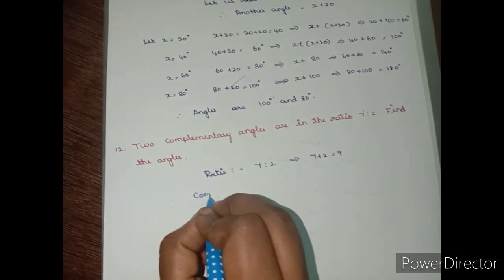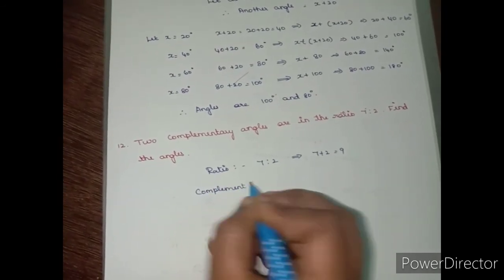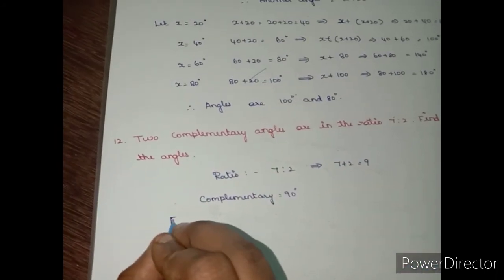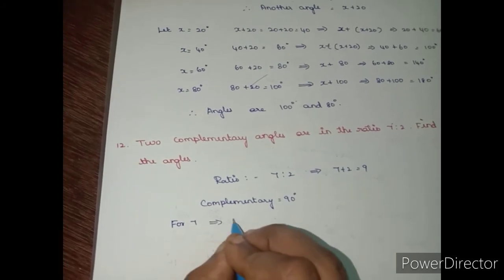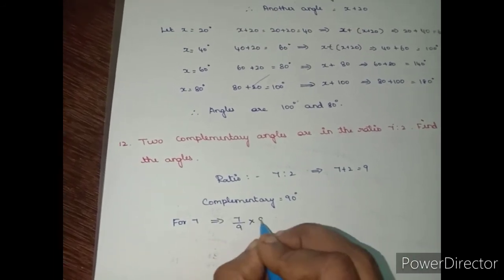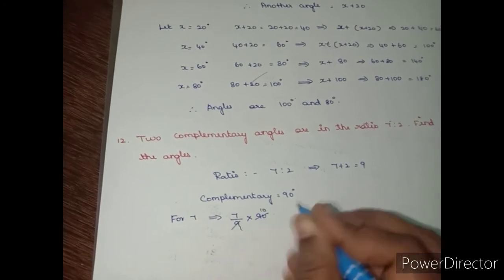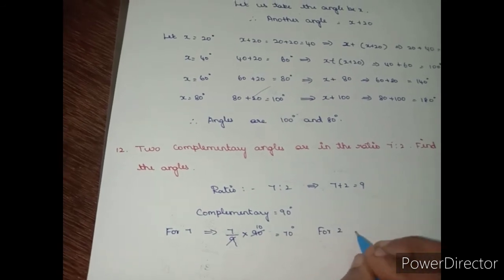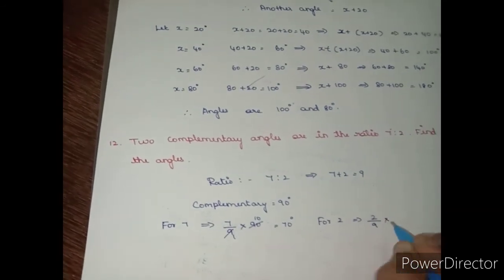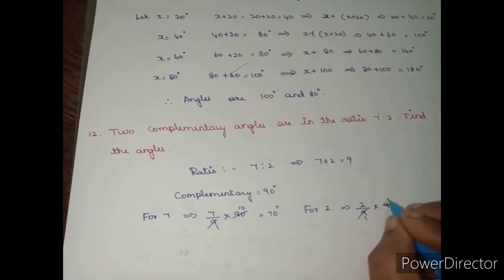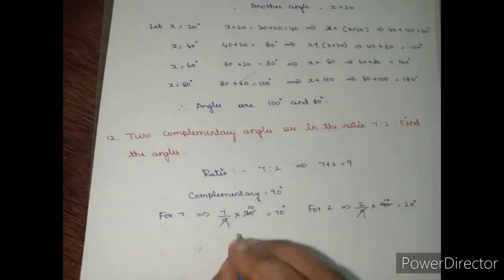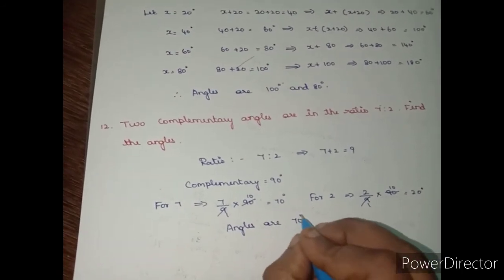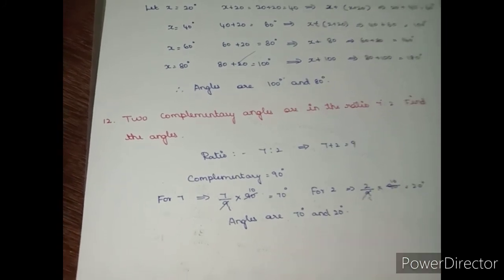So we know complementary is equal to 90 degree. For 7 by 9 into 90 degree, 9 one time, 10 times, one angle is 70 degree. For 2 by 9 into 90, 9 one time, 10 times, 20 degree. So what are the angles? So angles are 70 degree and 20 degree.